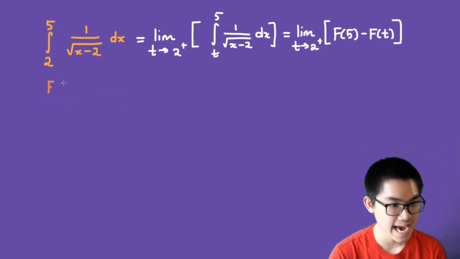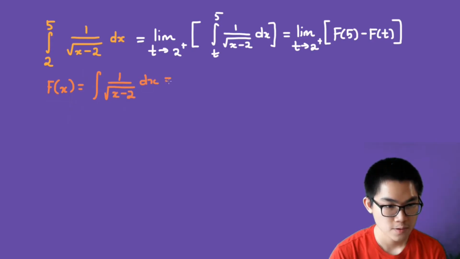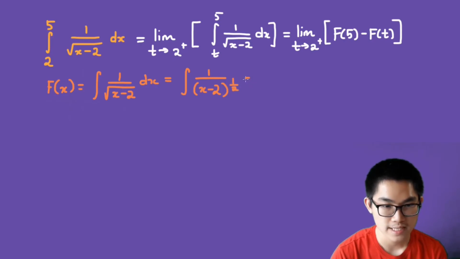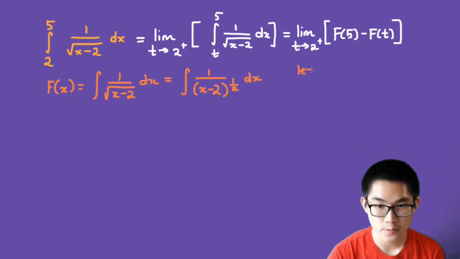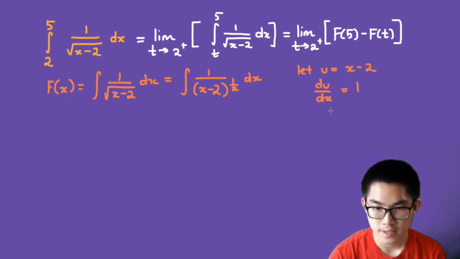We need to find the antiderivative. So f of x is equal to the integral of 1 over the square root of x minus 2 dx, which is the same as the integral of 1 over (x minus 2) to the power of 1/2 dx. Let u equal x minus 2, so du over dx is equal to 1, and du is equal to dx.